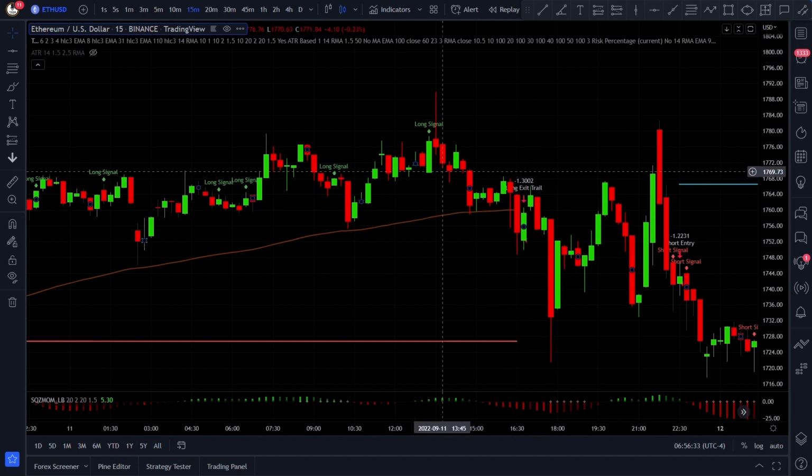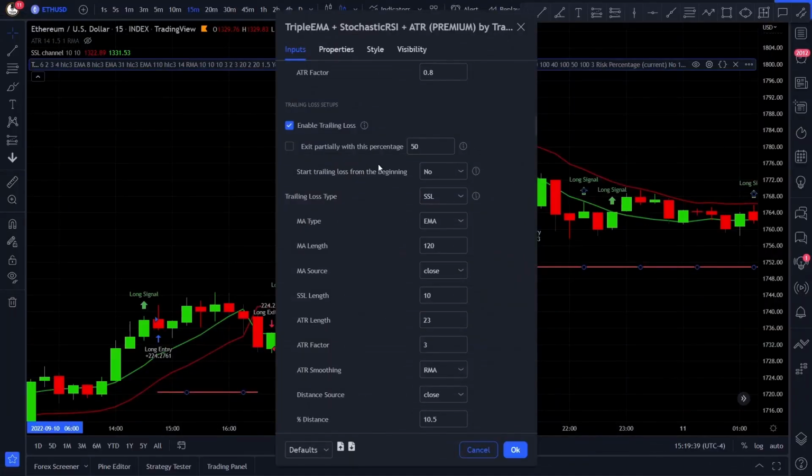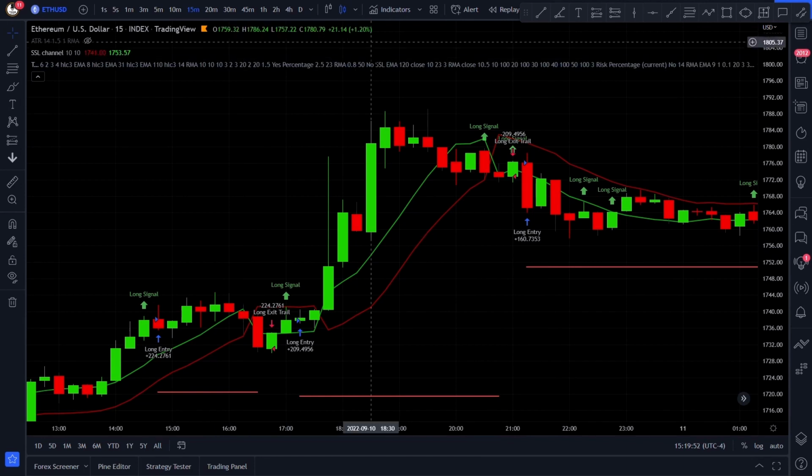Okay, let's see the other trailing stop loss types. Untick the partial exiting and change the trailing stop loss type to SSL. With using this trailing stop loss, you can change one value, the SSL length. The SSL is a simple two-line cross indicator. I did a few strategies with it in the past, and it is used as a main entry signal in one of our premium strategies.